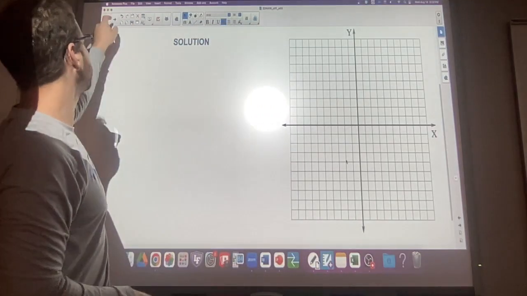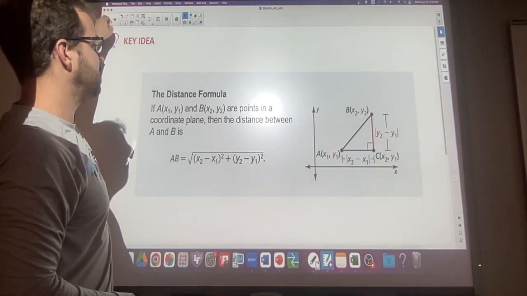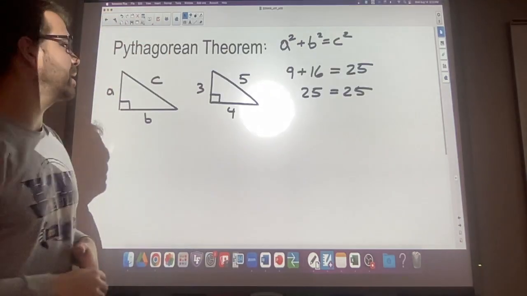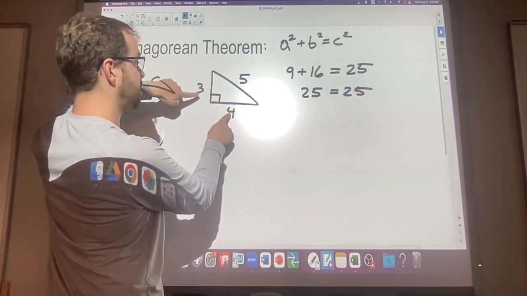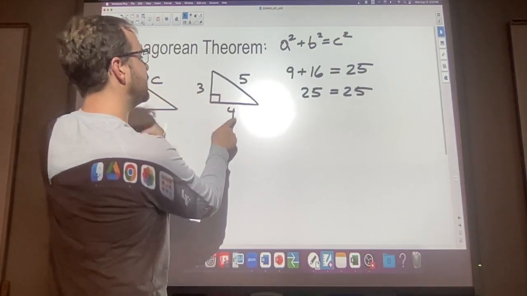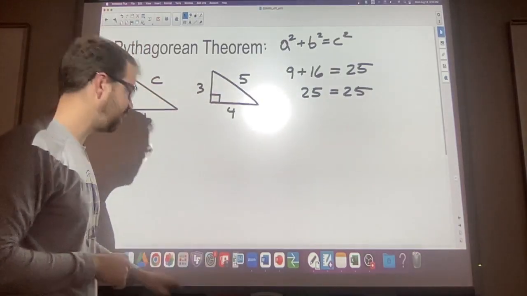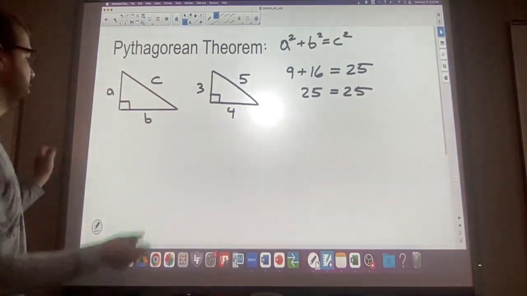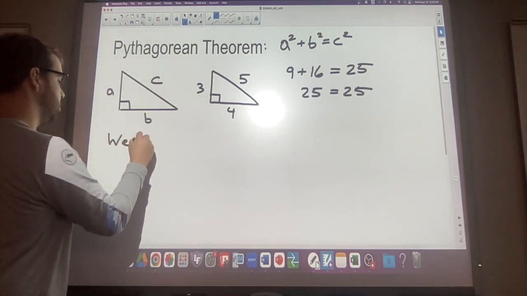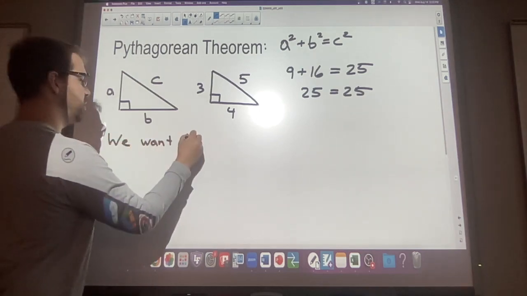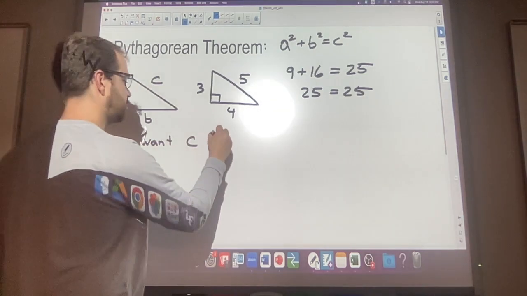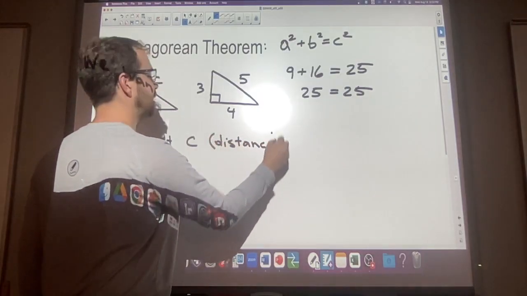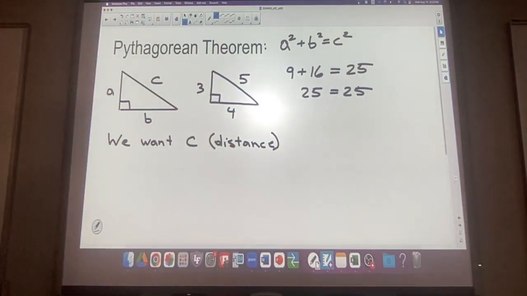So what we're going to end up doing is, how far did I go here? We're going to end up being given these 2 lengths right here. We'll square them and add them together, and we're going to find this one here. So really, every time you're using the Pythagorean theorem, you're looking for C. So we want C, that's our distance, okay? Because the diagonal lengths are the difficult ones to find, hence we need a formula to get it.